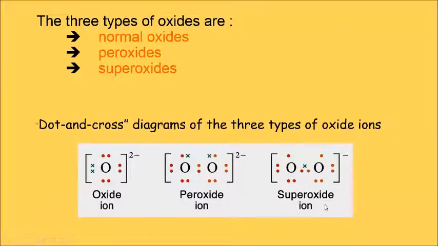Then the last one, superoxide. 2 oxygen atoms are there and only 1 electron is gained here. So this is named as superoxide ion, where the 6 electrons are here for 1 oxygen. The other oxygen also has 6 electrons and the 1 extra electron is here making a dative bond. It is shared only one-sided. That is said to be a dative bond. So this way we can represent the oxide ions in the form of dot and cross form.